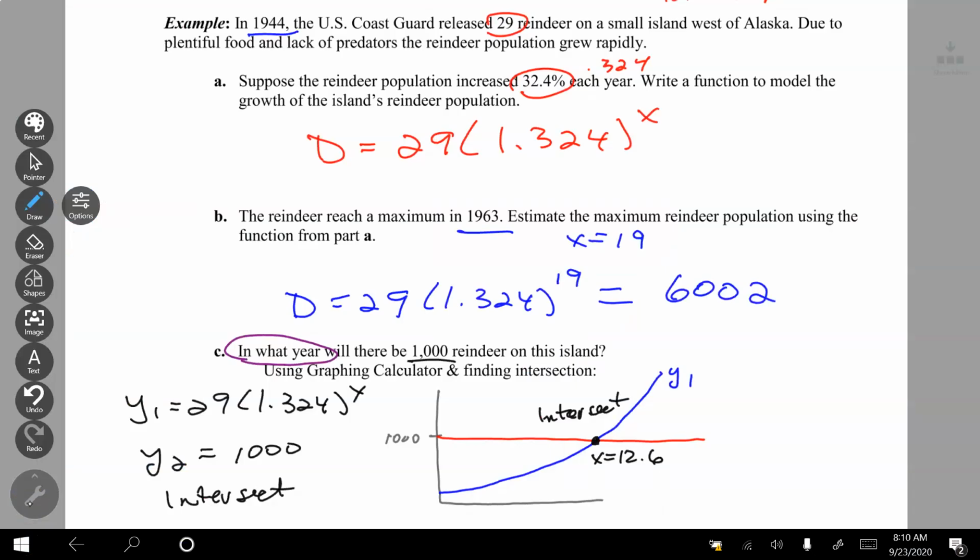So the question asks, in what year? Well, the initial year was 1944, and it's 12.6 years later. So it's 1956. It might be July or August of 1956, but it's not the next year. When we talk calendar years, you have to be the whole next number. We don't round off like we do round off populations.